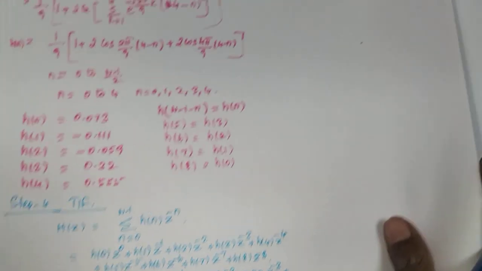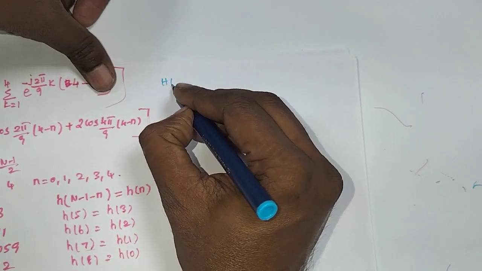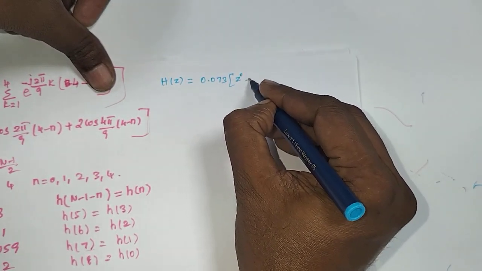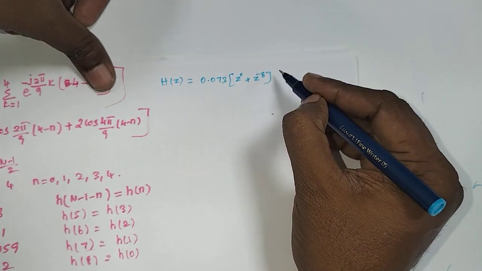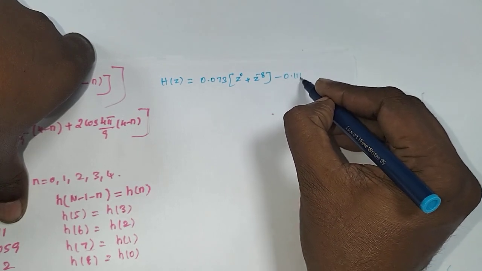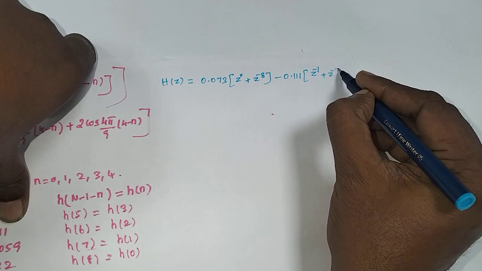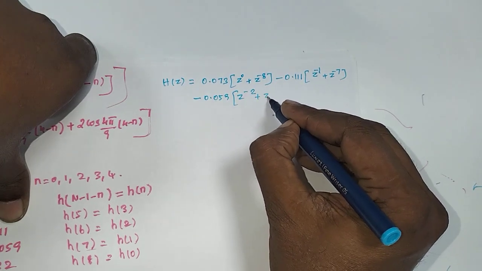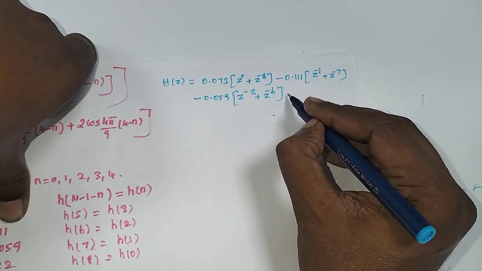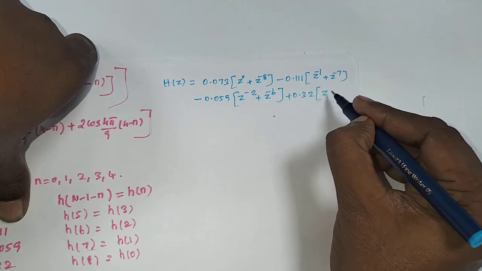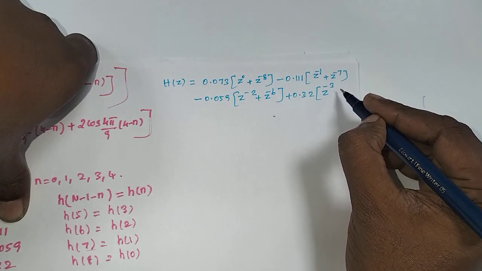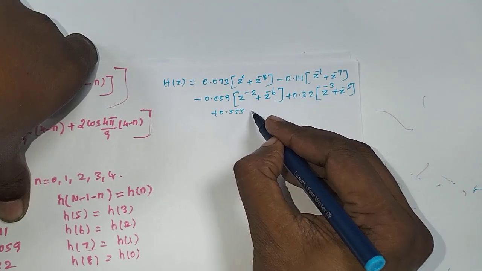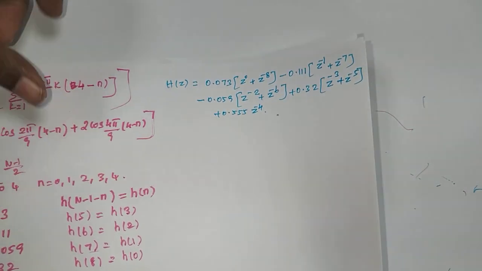You just rearrange this equation so that H of z is equal to 0.073 times (z power 0 plus z power minus 8), and then minus 0.11 times (z power minus 1 plus z power minus 7), and then minus 0.059 times (z power minus 2 plus z power minus 6), and then plus 0.32 times (z power minus 3 plus z power minus 5), and then plus 0.555 into z power minus 4. So this is about the transfer function of the filter.